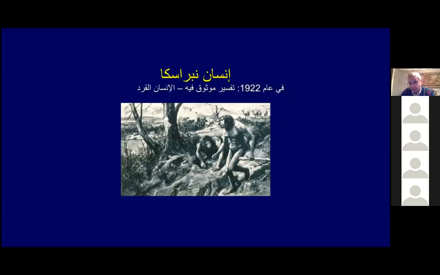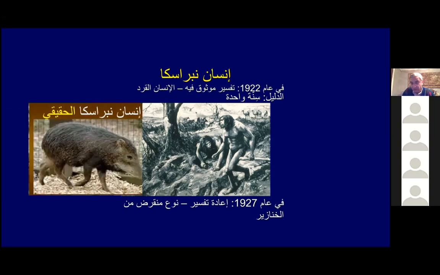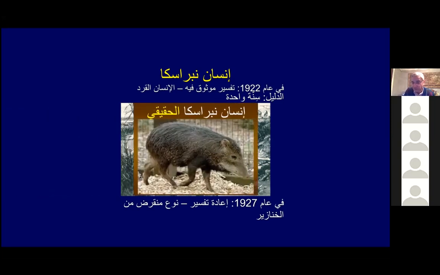I spoke to you about Nebraska Man before. In 1922, they said, we found the intermediate between humans and apes. And do you know what they found? They found one tooth. One tooth. Can you imagine, from one tooth, you can describe this man here and his wife and the area where he lived? That's impossible, really. But in 1927, they examined this tooth again and they found that it is of an extinct pig. So this is Nebraska Man, if you want to see Nebraska Man.